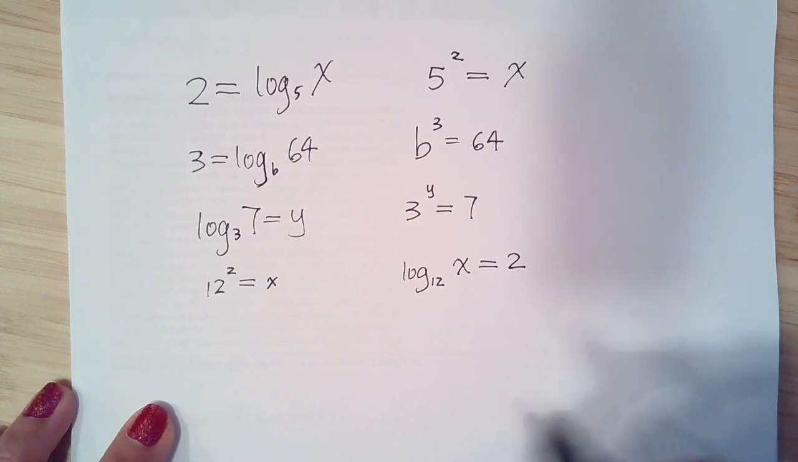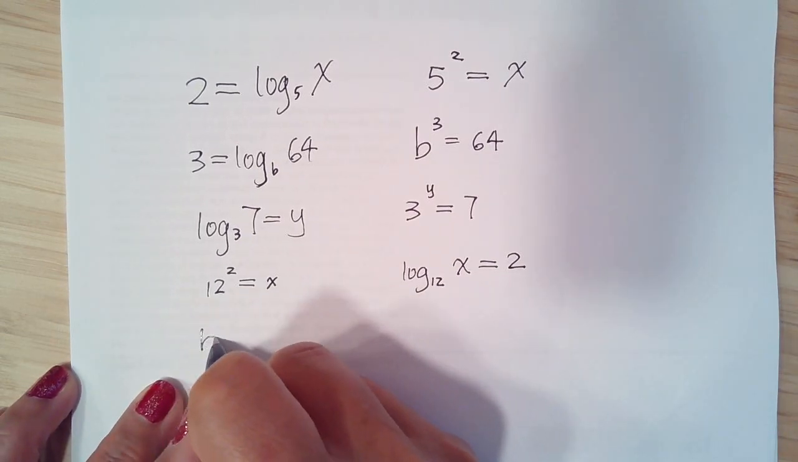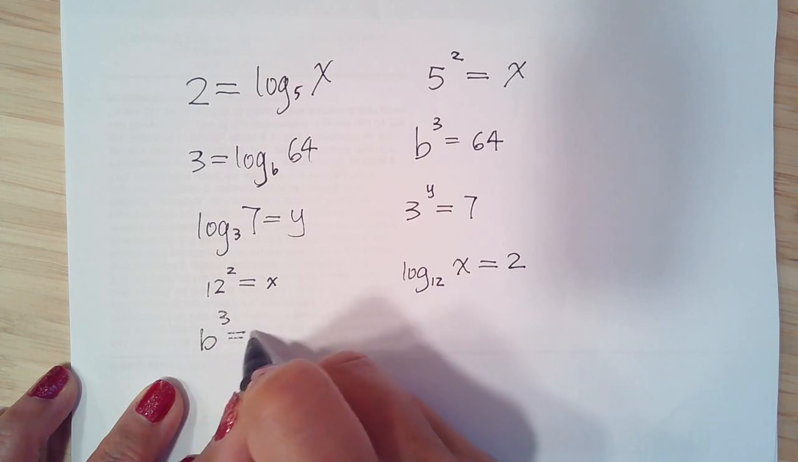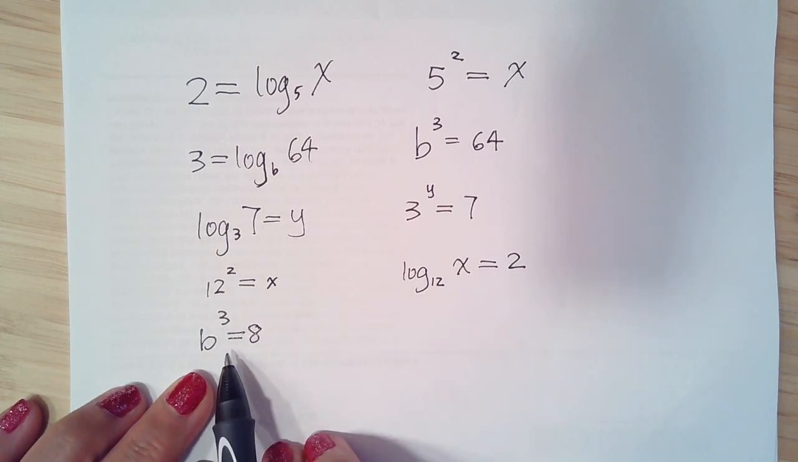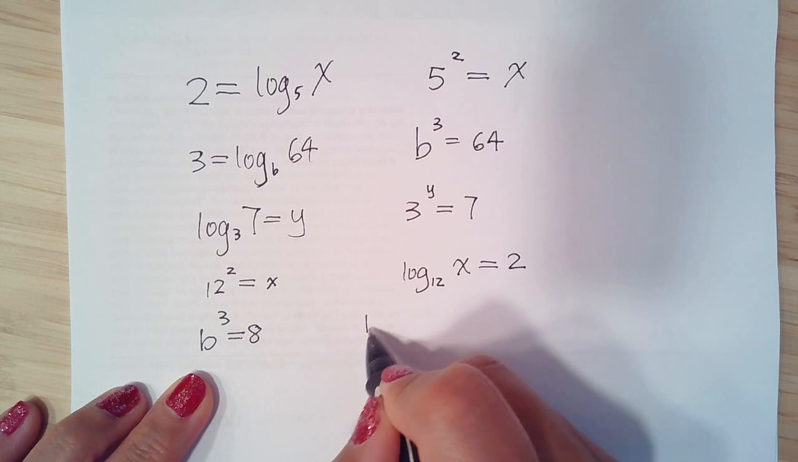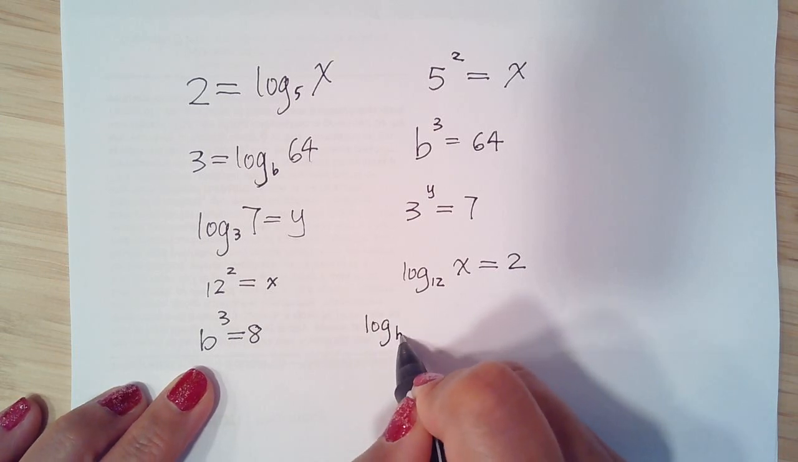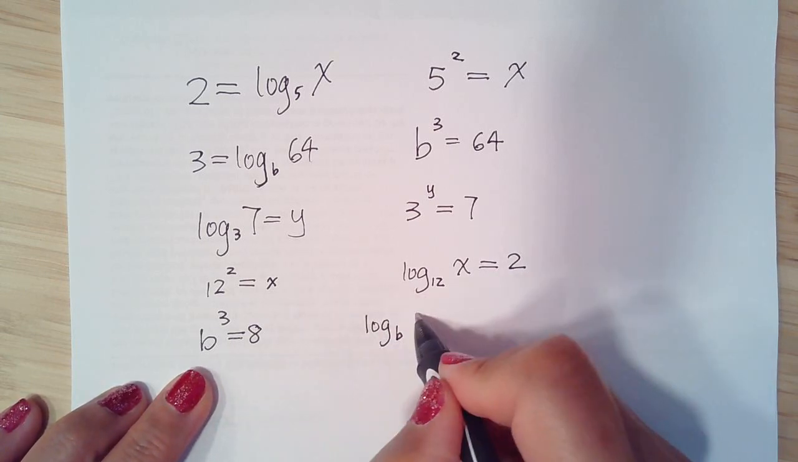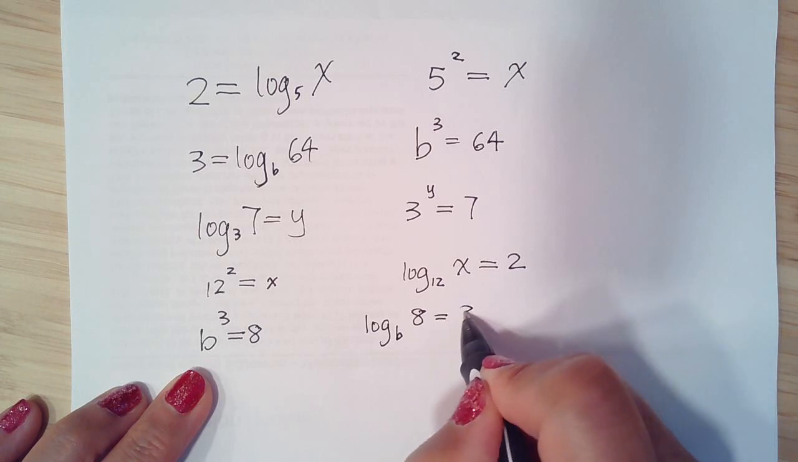Okay, so what about this one? B to the 3rd power is 8. This is the exponential form, so I'm going to write it in the log form. Base is always the base, b here, log base b of 8 equals 3.